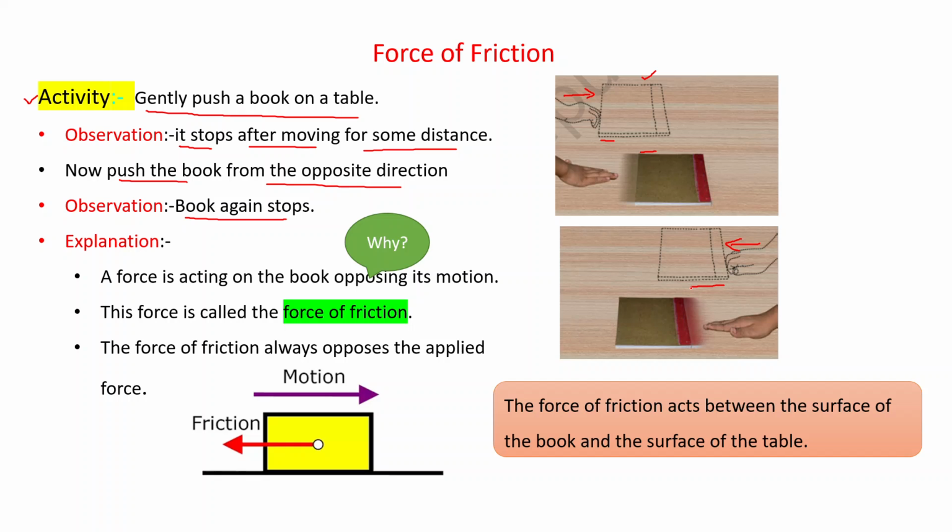Now the question arises, why? A force is acting on the book opposing its motion, and this force is called the force of friction. The force of friction always opposes the applied force. You can say that if motion is in this direction, then force of friction is applied opposite to this motion, that is in this direction. The force of friction acts between the surface of the book and the surface of the table. That's why it stops after covering some distance.